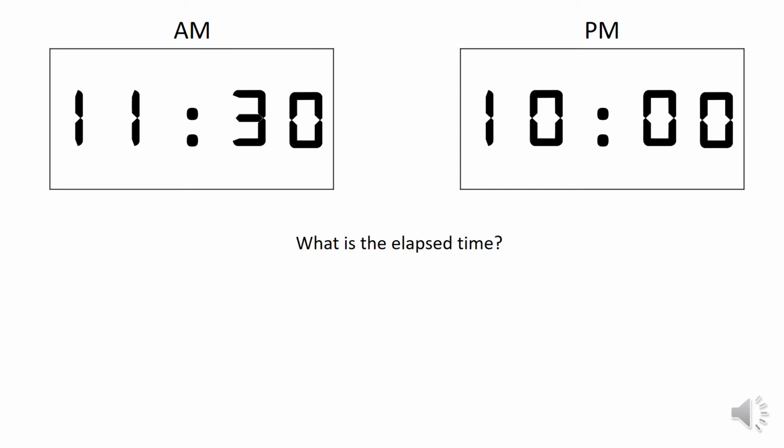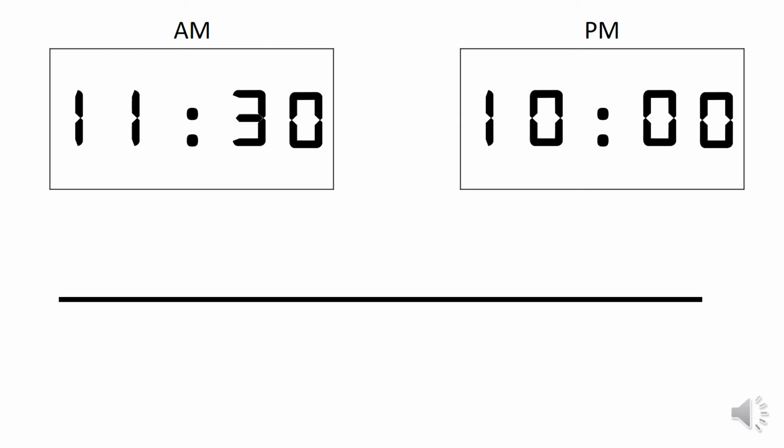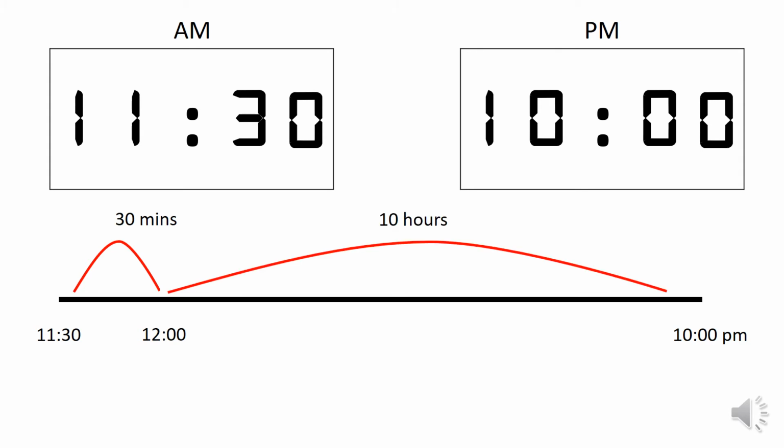Let's look at this one. I've got 11:30 a.m. in the morning and 10 p.m. at night. What is the elapsed time? Take a pause in the video and have a go first. So firstly I draw my line. I then add on my 2 times. I start to make my jumps. 11:30 plus 30 minutes gets me to 12 o'clock. I then add 10 hours, I get to 10 o'clock. Therefore my total elapsed time is 10 hours and 30 minutes.